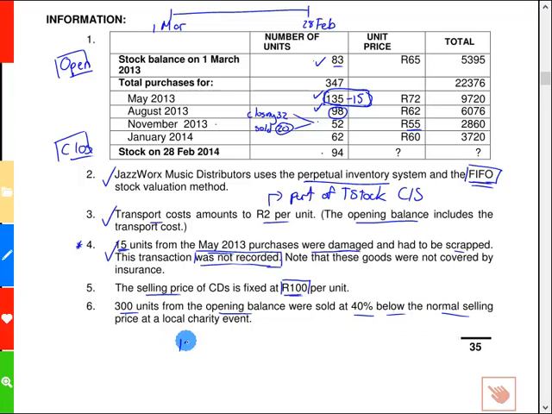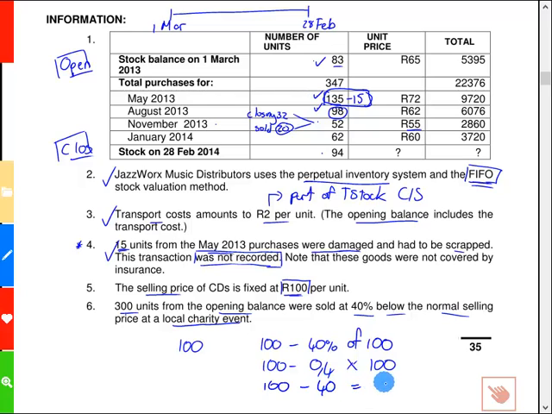So my normal selling price is 100, but at this local charity event, they decided to sell some of the CDs for less. So 100 Rand minus 40% of the normal 100 Rand. So that's going to be 100 minus 0.4, 40% as a decimal is 0.4. If you see the word of, you can change that to multiply. 0.4 times 100, and that's going to be 100 minus 40. That's going to give you a selling price of 60.